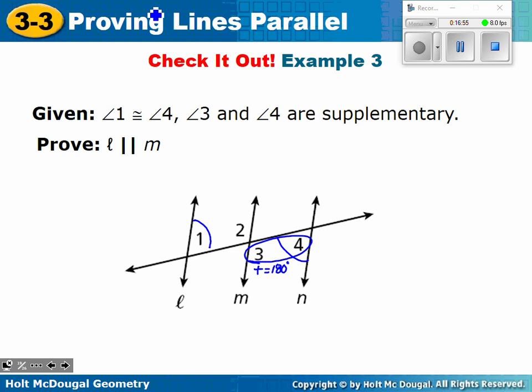It didn't really say that. It said they were supplementary, so maybe I shouldn't do that because that might confuse you. Let's say this. Supplementary. Okay, so that's what's given. I'm just marking my picture there. Let's go through our proof. We'll start with statements and reasons.